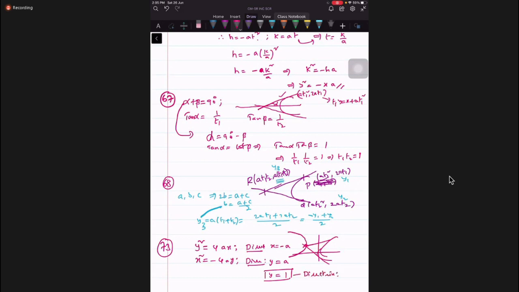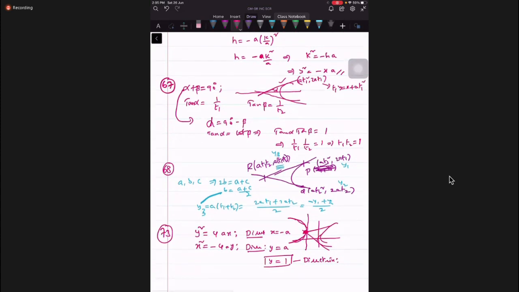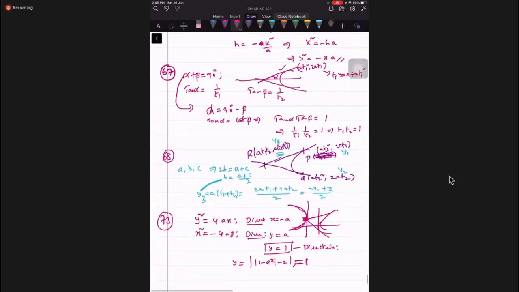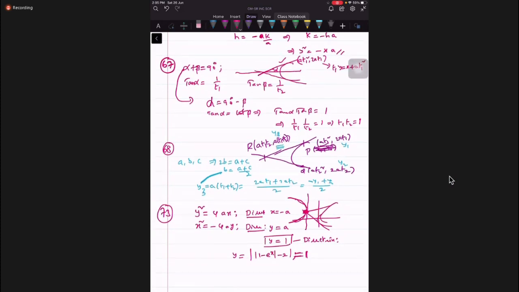Now we need to know what is their point of intersection. This is the directrix and this is the curve. Your curve is given like this, and y equals 1. That is their point of intersection, or not? Students, all of you?